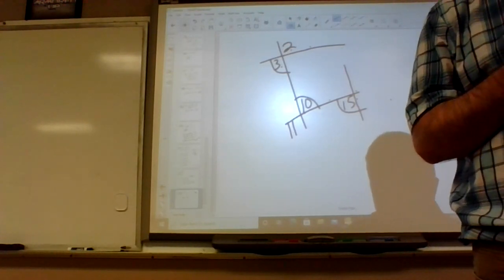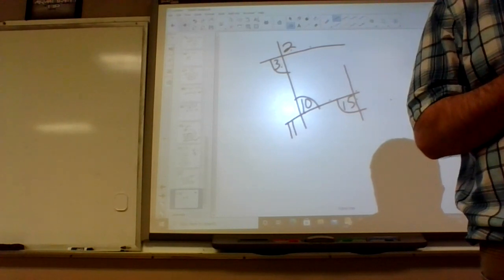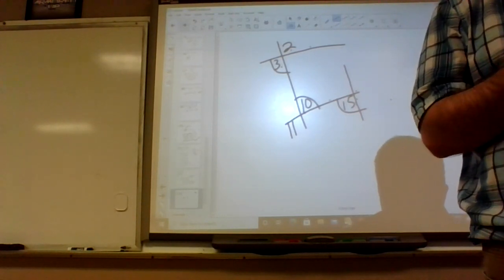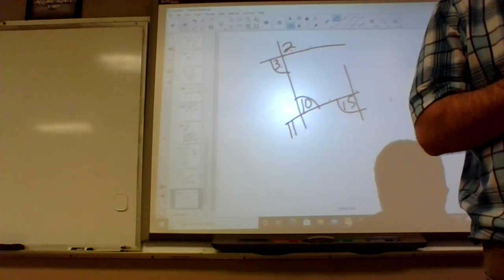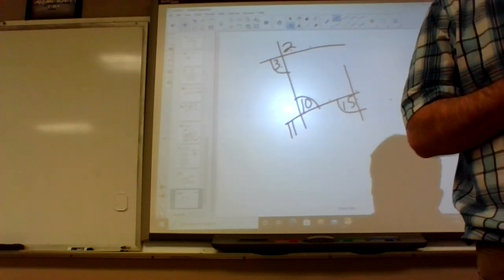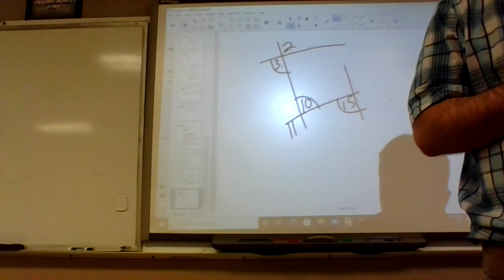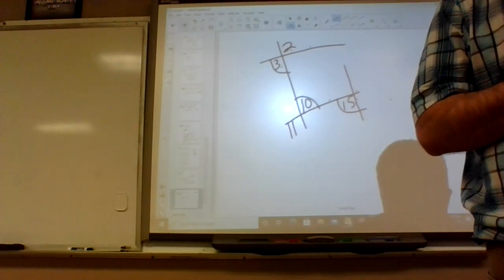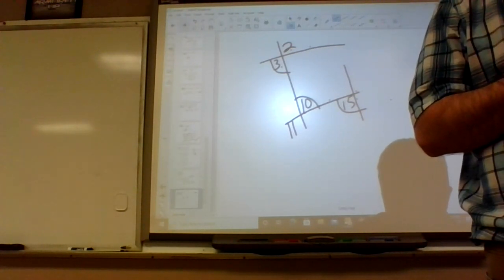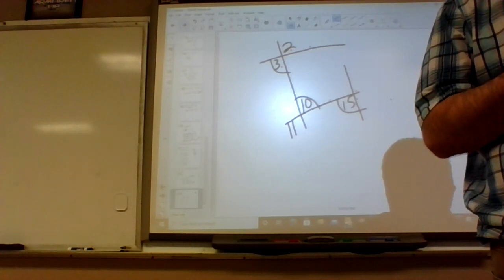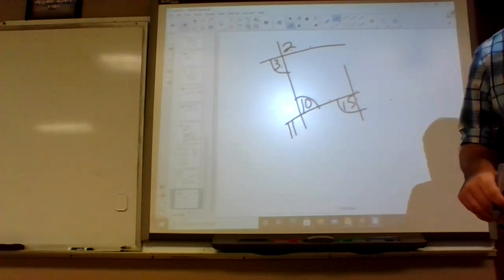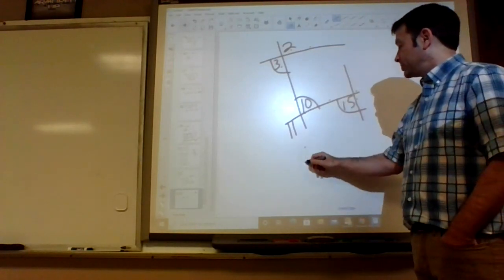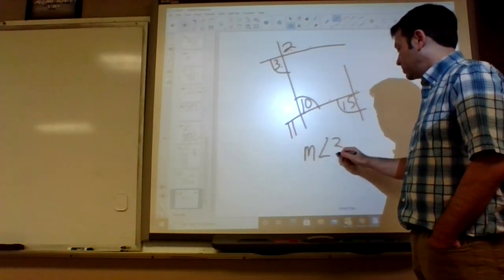That's number 4. No, this is line 5. Okay, so what Carson said was line 4. What did Carson say? Linear pairs are supplementary. Can you say 5 one more time? Measurement of angle 3 plus measurement of angle 4 equals 180.